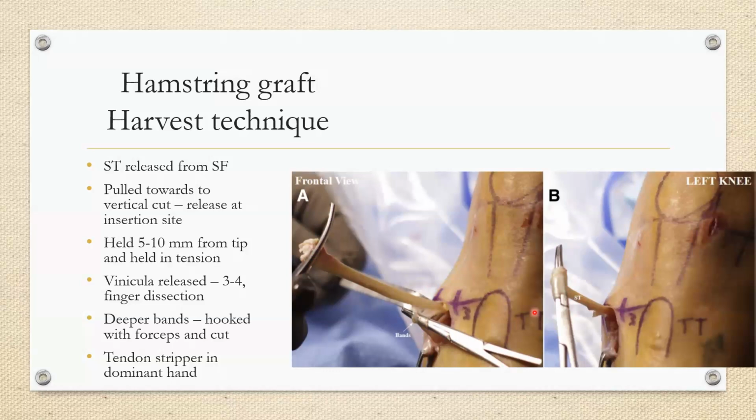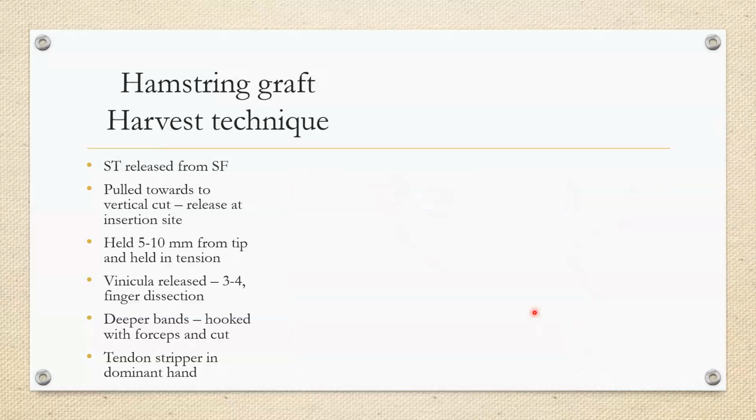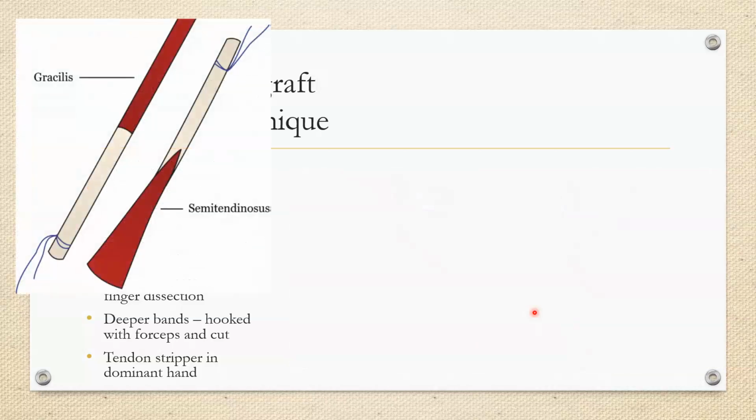Once the adhesions are removed, the tendon is held with the non-dominant hand, and the tendon stripper is held in the dominant hand. The tendon stripper is passed through, and the stripping of the tendon is done along the direction of the fibers.